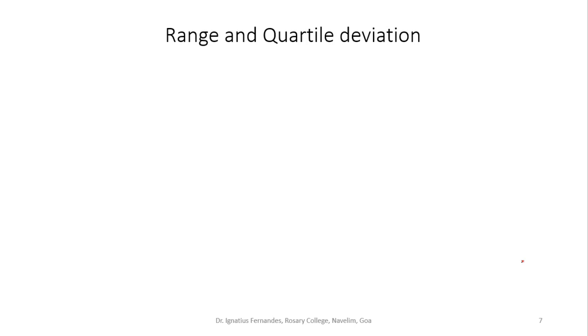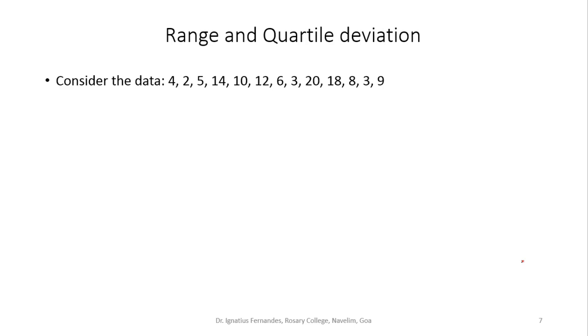range and quartile deviation for an ungrouped data, suppose I have this data with me, and suppose I want to find out the range and quartile deviation. Because we need to find quartiles, we'll have to put it into ascending order or descending order, any one of it. Let us say we are putting it into ascending order.